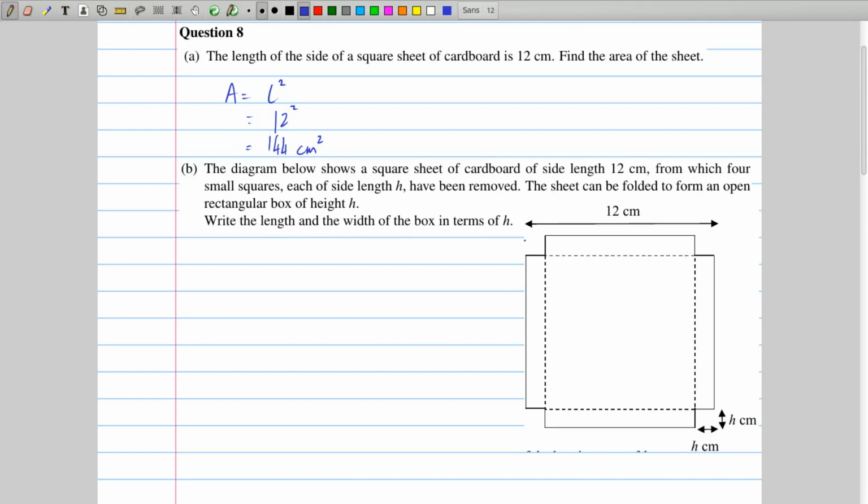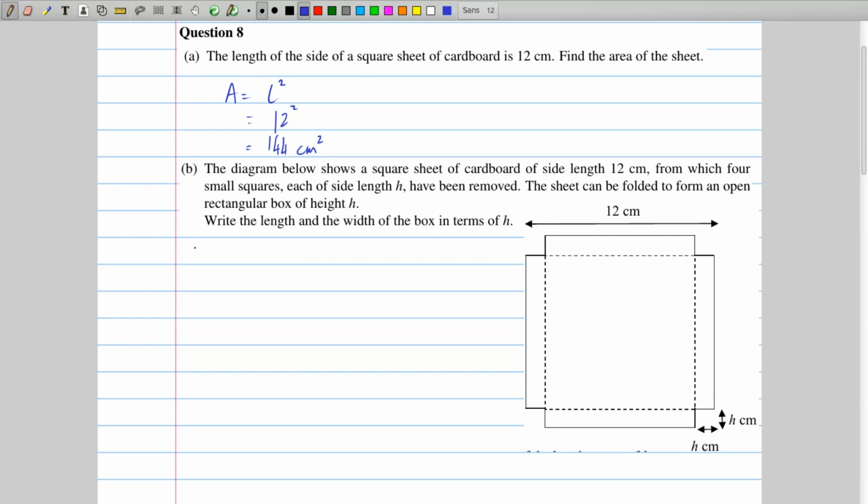Part B gives you the square sheet of cardboard from part A, but the corners have been cut out of it. And with that, they're able to then fold up the sides of this new shape that's been formed to make a box. Now we don't know how big of a corner has been cut out of this. All we're told is that it's size h. And we're asked to write the length and the width of the box in terms of h.